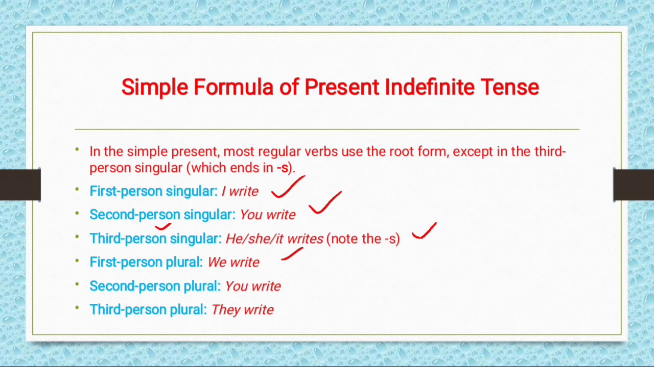First person plural, we write. Second person plural, you write. Don't say you writes or we writes, it's totally wrong. Third person plural, they write.